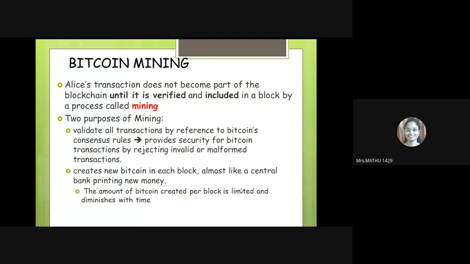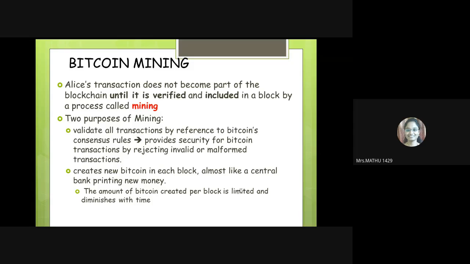So this transaction that has been created by Alice at Bob's coffee shop. Now she has paid the money, but still it will not be added into the blockchain until it is verified and included in the block. To verify and include it in the block, it goes through a process called mining. We have already seen what mining is, and in detail we will see it in the next module. As of now, we'll see the purpose of mining.